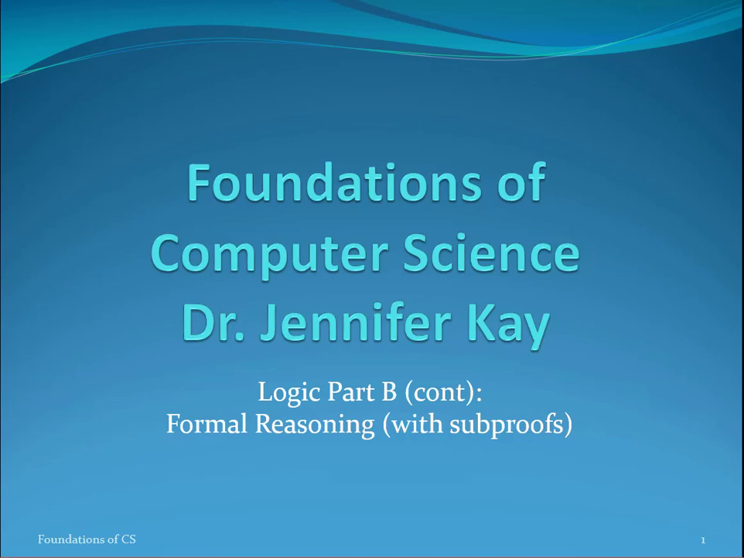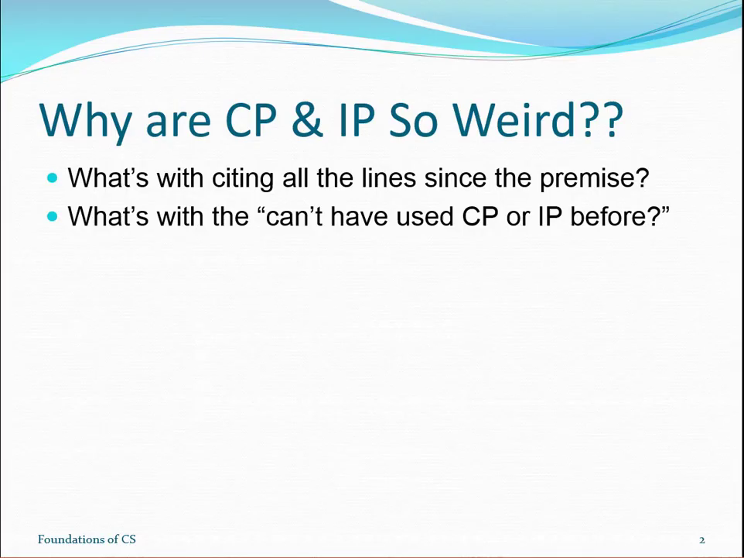Okay, let's do a little bit more talking about this formal reasoning with our logic. We left off in the last video looking at some weird stuff with CP and IP, right? I made all these rules and said you have to do this dash thing, right? You have to cite all these lines since the premise. And a couple of times I said, without really explaining it, we can't have used CP or IP before in the proof.